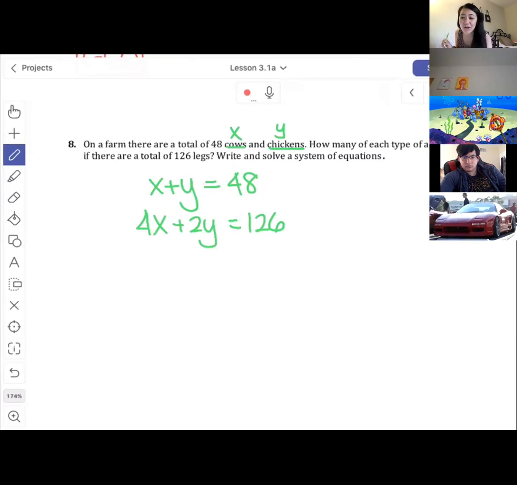So you guys, I'll go ahead and let you solve however you want. You can use substitution, you can use elimination. I don't recommend graphing, okay? Solve, and then I'll call on somebody and see how many chickens and cows we end up with.